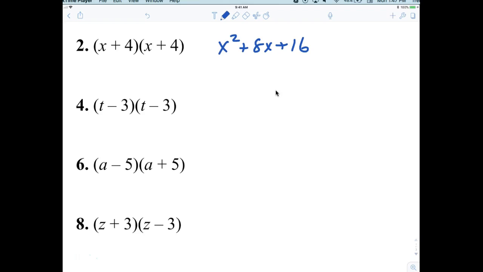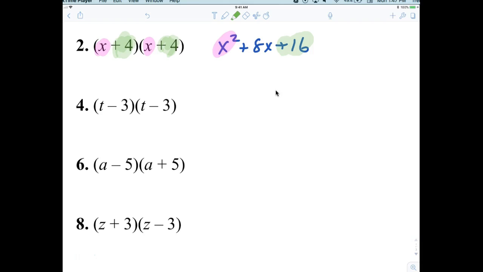Anytime you do a binomial times a binomial, the first term is easy. So if I say what's x times x, you can say that's just x squared. Now if I say what's positive 4 times positive 4, you can tell me that's positive 16. The problem is seeing the middle term.